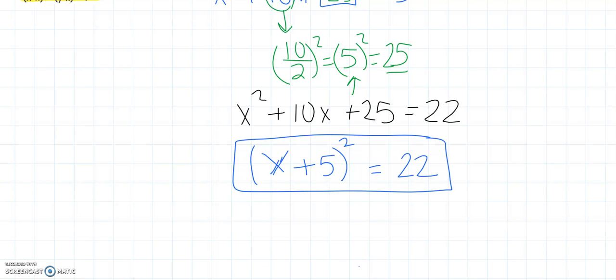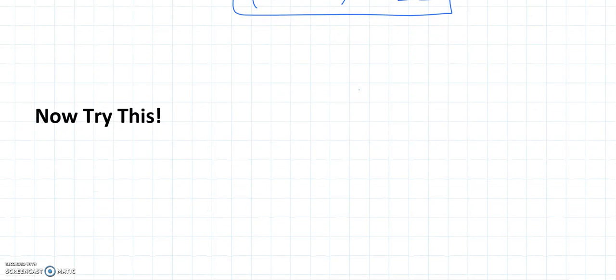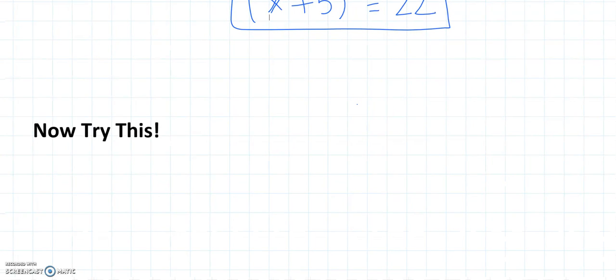Now, you try this. x squared plus 8x minus 1 equals 0. Pause the video, try this by yourself, and come back when you have the answer.